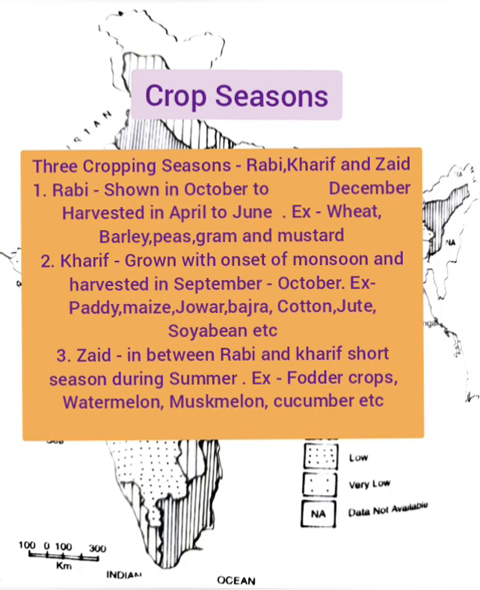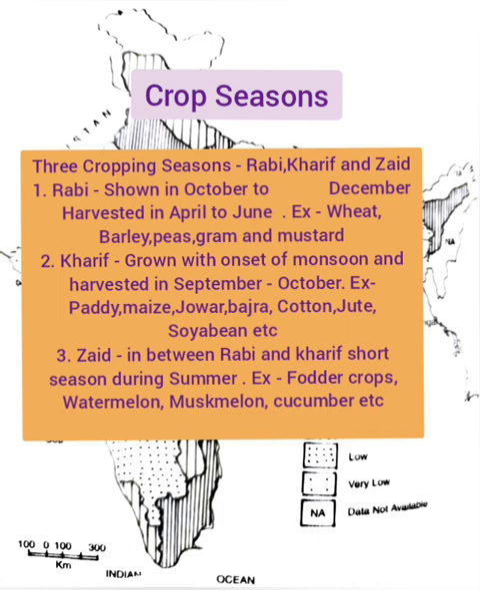Kharif, grown with the onset of the monsoon and harvested in September to October. Examples: paddy or rice, maize, jowar, bajra, cotton, jute, soybean. Zaid, some crops are grown between Rabi and Kharif in the short season during summer. Examples are fodder crops, watermelon, muskmelon, cucumber, other vegetables, etc.